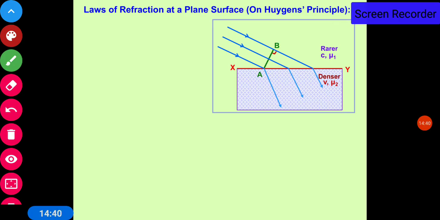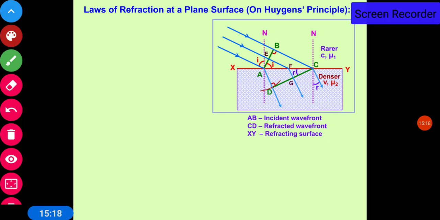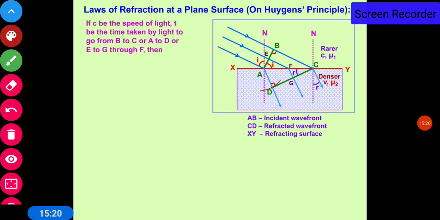So if AB is the incident wavefront, then to obtain the refracted wavefront, we make an arc with AD equal to vT and join C and D. So CD is the refracted wavefront. Now drop the perpendiculars. Angle i is equal to angle BAC, that is, the angle of incidence. r is the angle of refraction, which will be equal to angle ACD. So AB is the incident wavefront, CD is the refracted wavefront, and XY is the refracting surface.